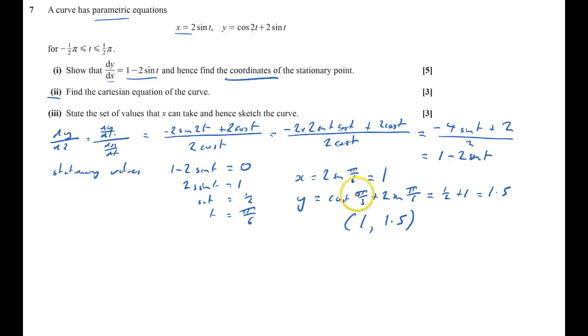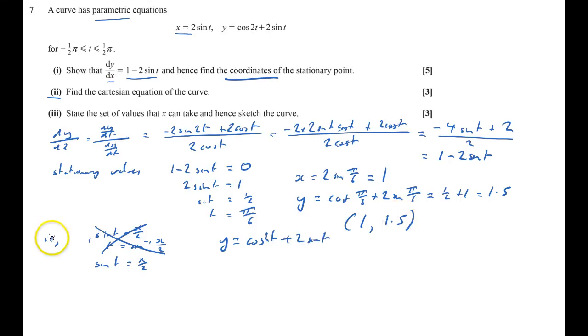Part 2, find the Cartesian equation. Well, that means I can't have any t's in there. So you could put sine t equals x over 2, so t equals sine to the minus 1 of x over 2. That's going to go horrible, so I'm not going to go that way. But if I get sine t equals x over 2, then I can use it on the right hand side, like the y equals cos 2t plus 2 sine t.